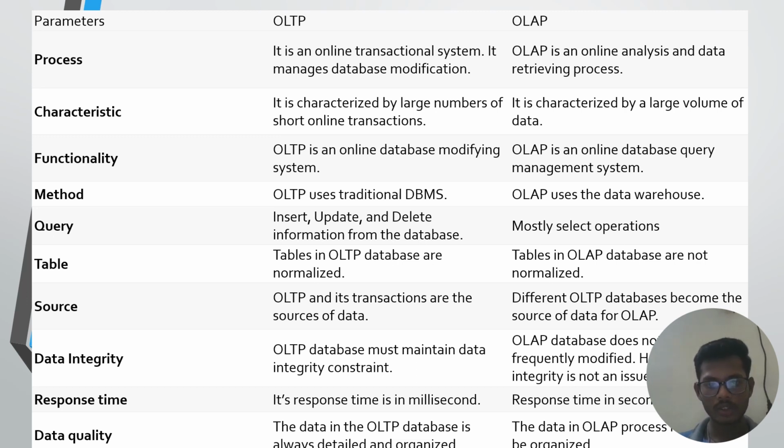Data integrity. An OLTP database must maintain data integrity constraints. OLAP data is not frequently modified, so integrity is not an issue for OLAP. Response time. OLTP response time is in milliseconds. Response time in OLAP is in seconds. Quality. The data in an OLTP database is always detailed and organized, whereas the data in the OLAP process is summarized or organized.